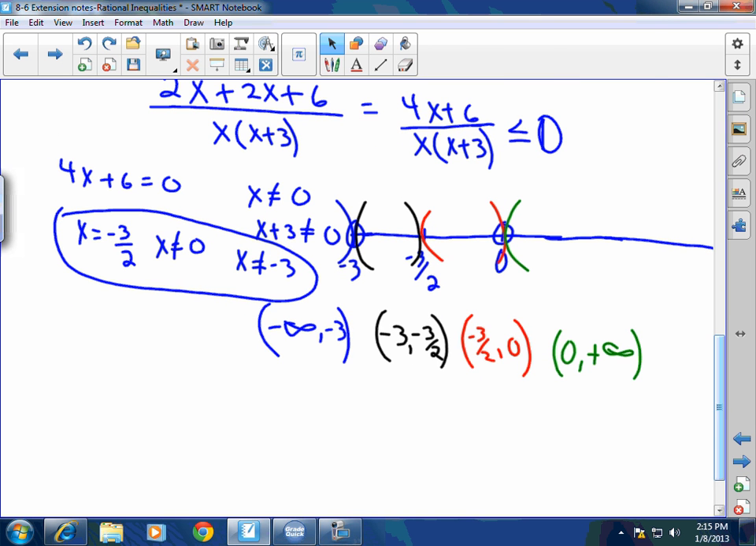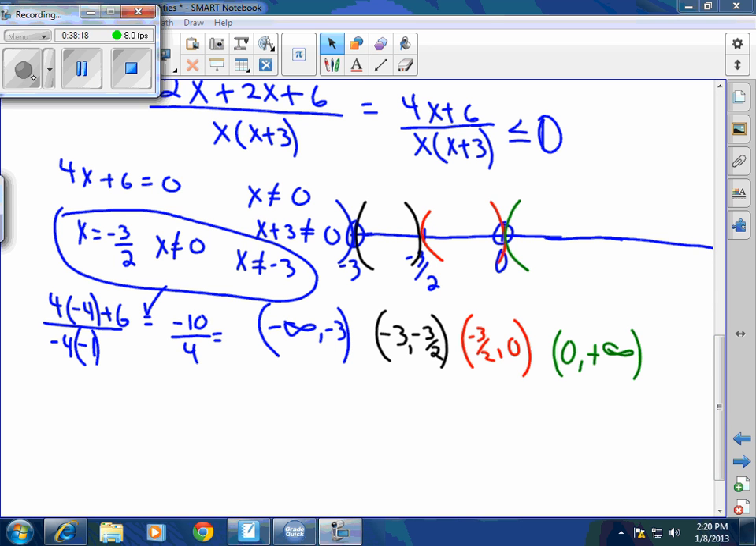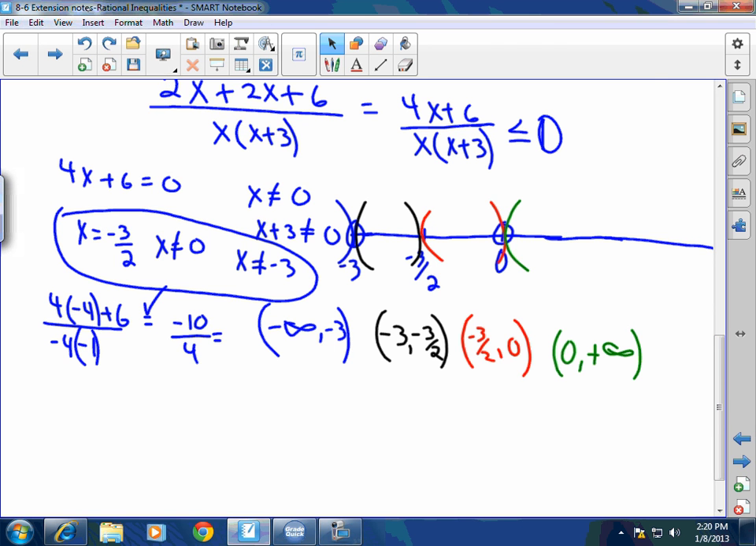Let's do our first test point. We'll do it in blue. What's one value in this interval? Negative 4. You want to do negative 4? Okay, so let's do negative 4. So I got 4 times negative 4 plus 6. That's going to be negative 10 over negative 4 times negative 1 is 4. That's negative, so that one works. So this first one was negative, so that test point did work.